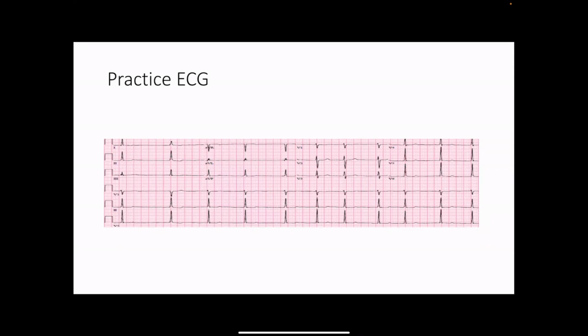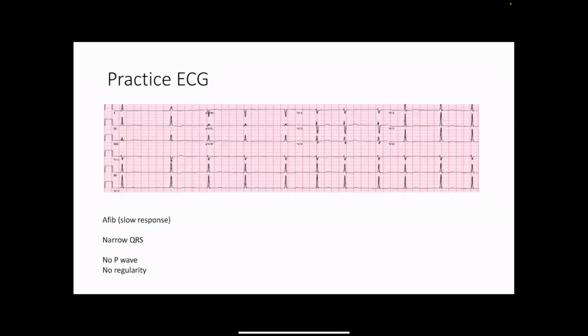What's this one? This will come in your exam. Do you want to give it a try? Are there any P waves? No. So what is this? Atrial fibrillation. Yes, exactly. So narrow QRS, no P wave, no regularity, AFib.